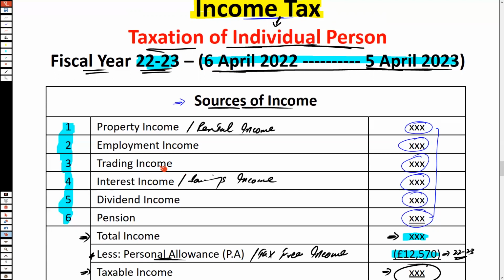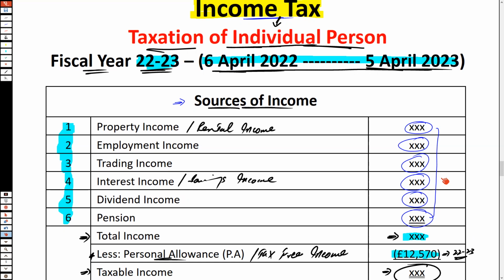Let's say if I'm only doing a job, then I only have one source of income, that is employment income. If you are renting out your properties and also doing a business, then you have 2 sources of income. Say another person has invested in shares and also in loan notes. That person would have 2 sources of income. So the sources of income vary from question to question, scenario to scenario.